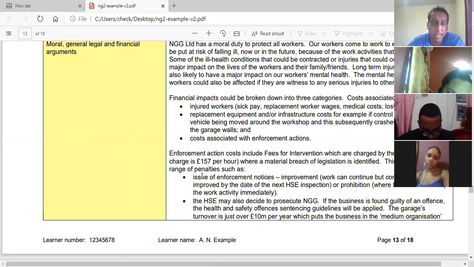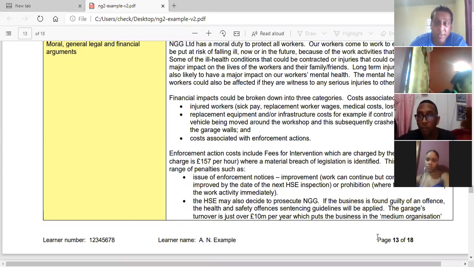You can mention things like the company could get a notice, the improvement notice. Just try to see how detailed it is. If you notice, they put the improvement notice and they went on to give some specs for the improvement notice, right? Enforcement notices, improvement work will continue. If it is the prohibition, then the work will stop, right? And so they went on to talk a lot about cost there, direct and indirect.